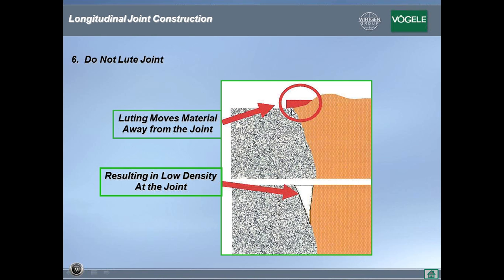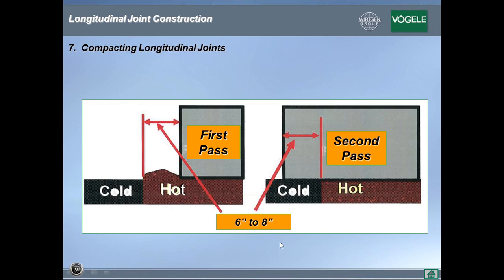What luting does, it removes the material away from the joint and it creates a void. So if you have proper overlap, you should not have to touch the joint, and you should end up with a better joint.